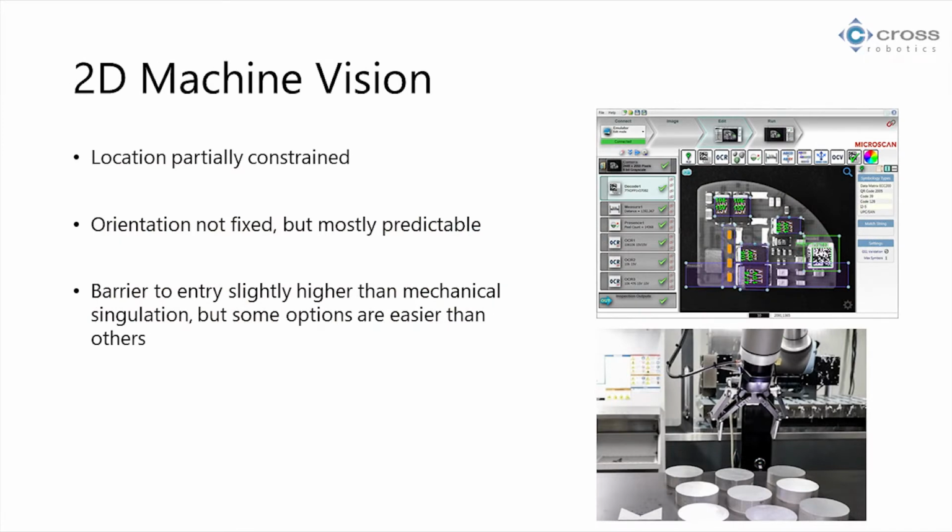2D machine vision, now your barrier to entry has gone up a little bit. Your location is mostly constrained. Your orientation's not fixed, but it's mostly predictable. If you have this super complex part that can lay on a table in a bunch of different orientations, 2D vision is probably not the way to go. The example you see here is cylinders, right? What this means is he doesn't need to nest the parts.